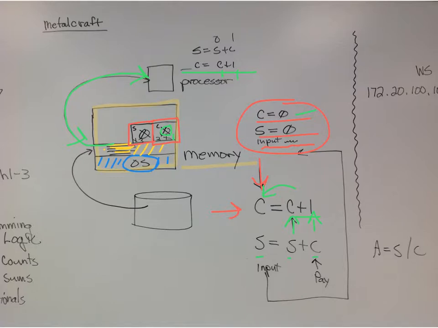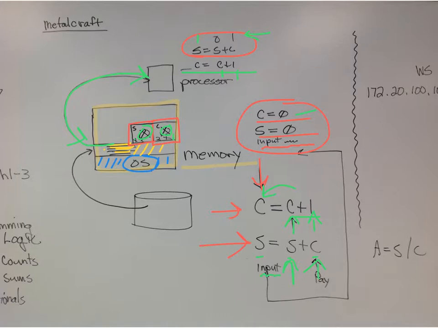Okay, retrieves this instruction. That one, S is 0 originally. Then it retrieves C, which is 1. So then 0 plus 1 becomes 1, so S becomes 1.